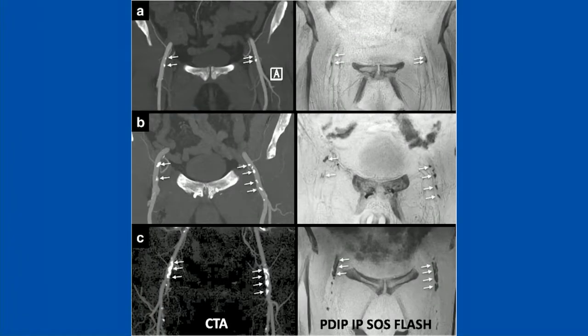So this is just some examples of showing how we can see vascular calcifications with MR for very, let's say, severe lesions on the panel on the bottom, and even for small isolated calcifications as shown here.